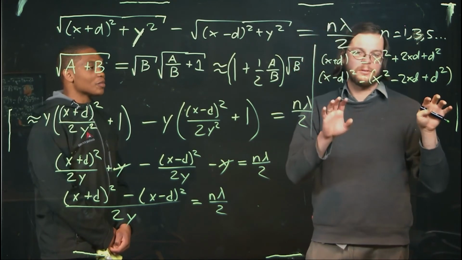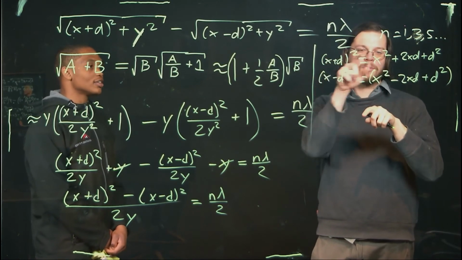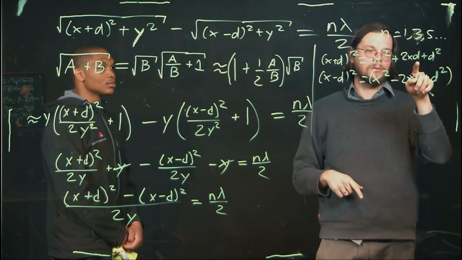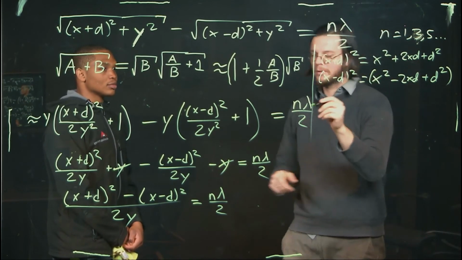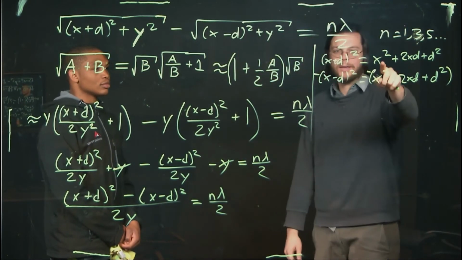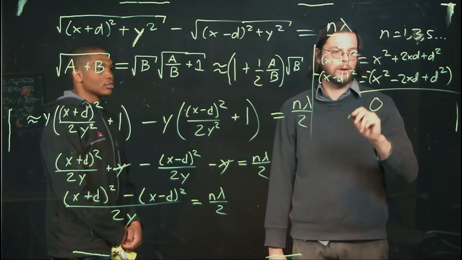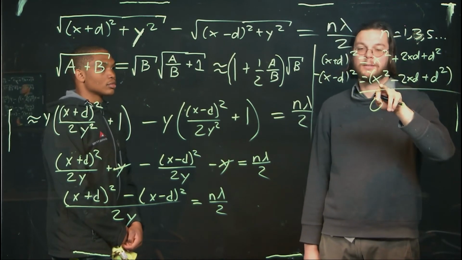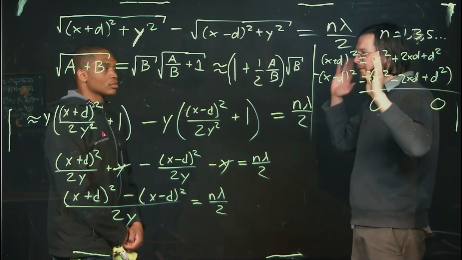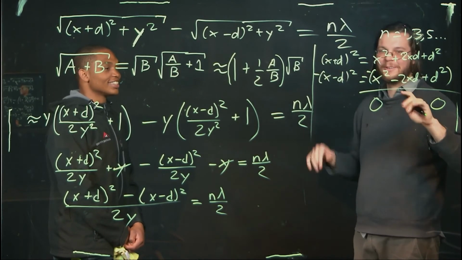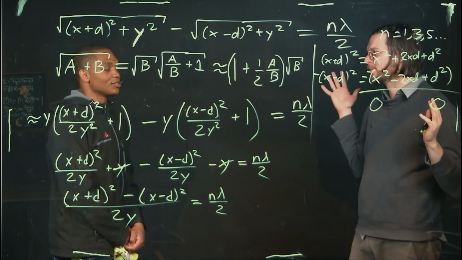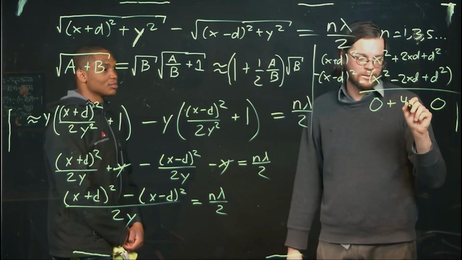So here's what we're going to do. I worked it out. X times X is X squared. D times D is D squared. X times D plus D times X gives you 2XD. And we got this down here, but here's the thing: we're subtracting the two. So I'm going to put a minus sign there. X squared minus X squared is 0. D squared minus D squared is 0. But here's the beauty of the whole thing: 2XD minus negative 2XD gives you 4XD.